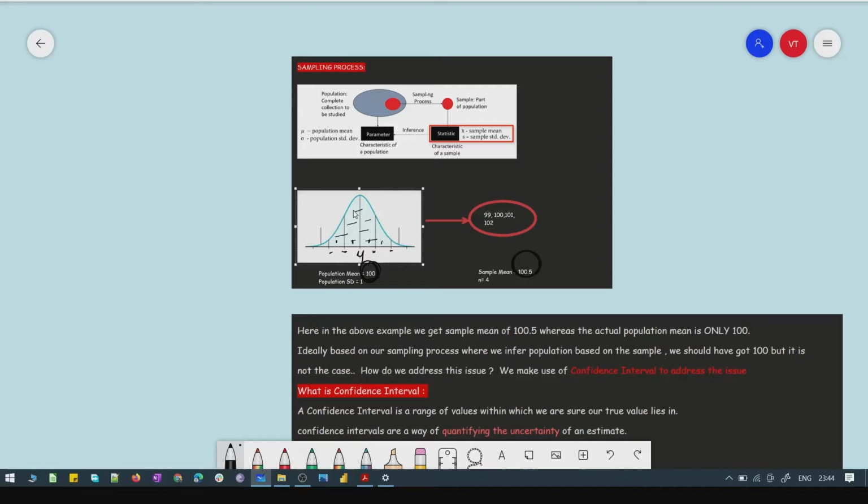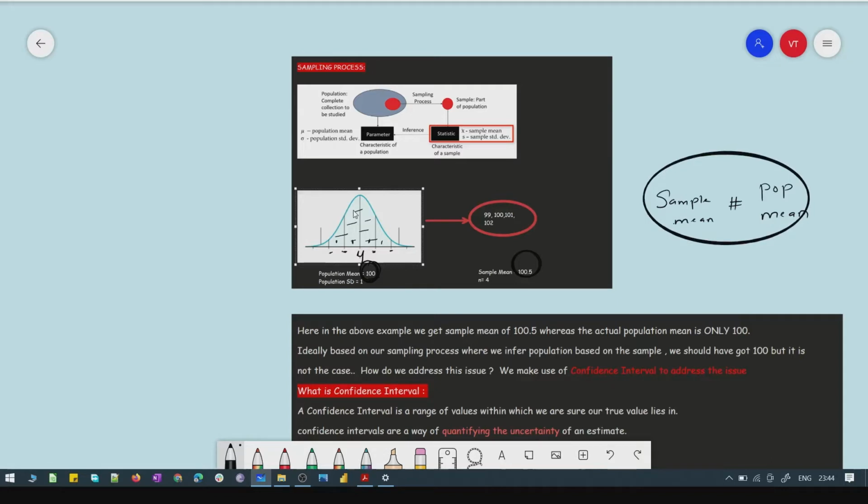If you look at the above process, we said we try to infer the population parameter using the statistics that you determine using the sample, correct? But if you look here, the sample data doesn't match the population data. The sample mean doesn't tie up with the population mean. So how do you address this?